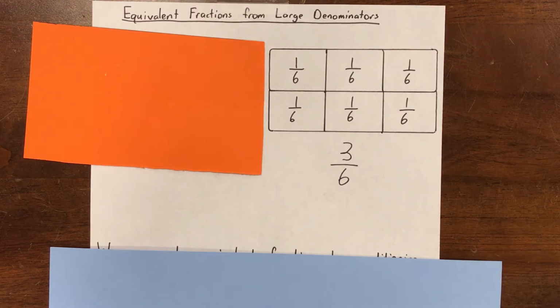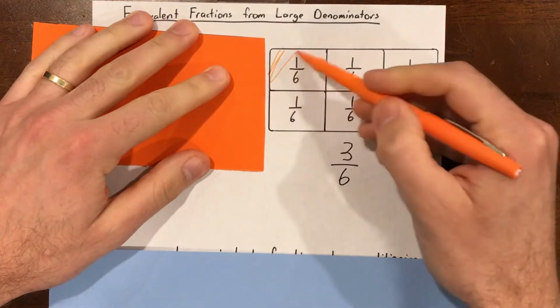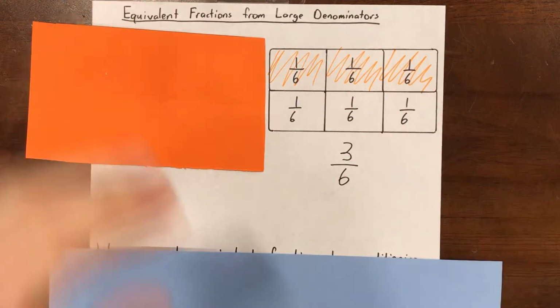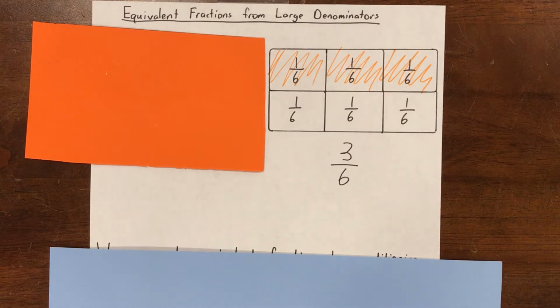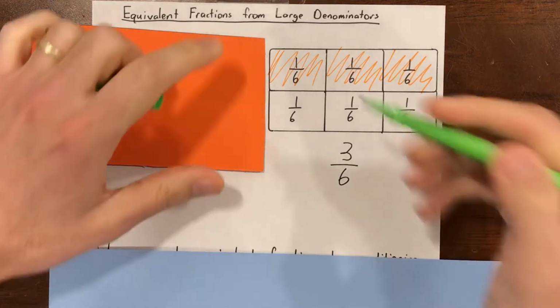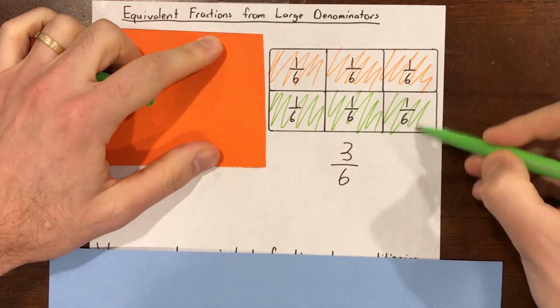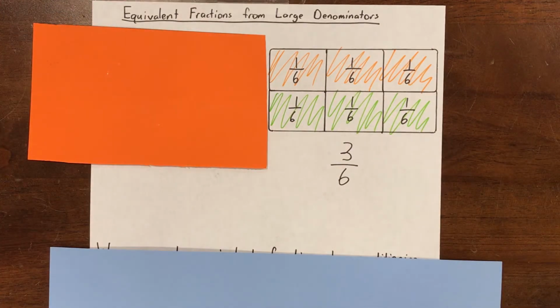To help us see this, I'm going to shade the top half orange. So that's 3/6 for one twin, and the bottom half green. That's 3/6 for the other twin. Okay, so take a look at how we've colored this pan.